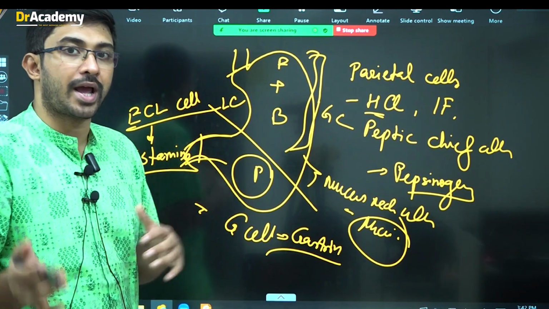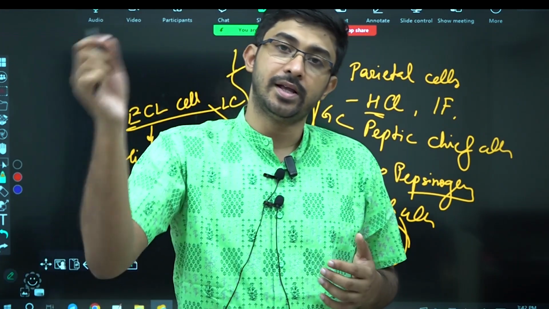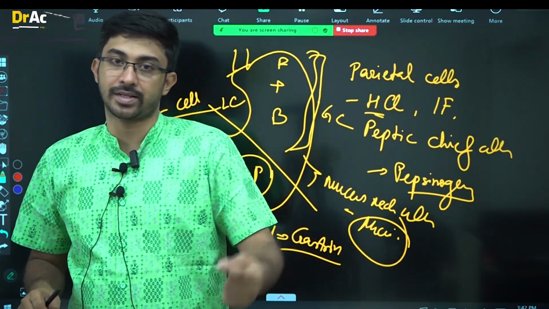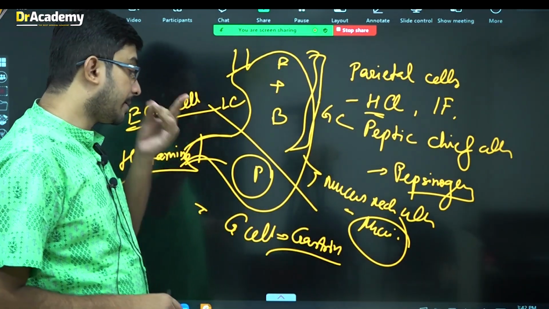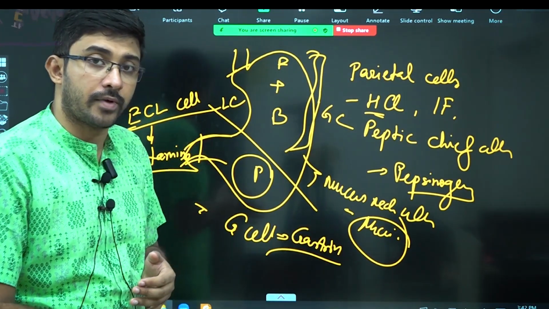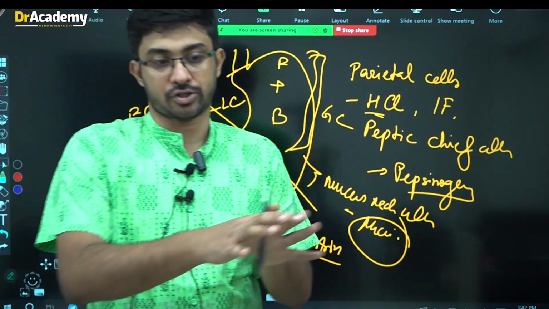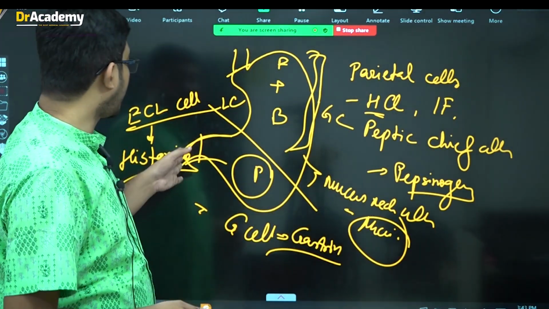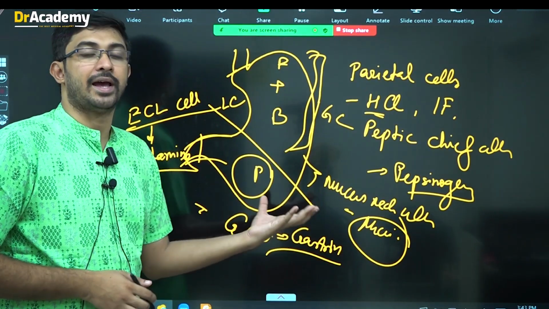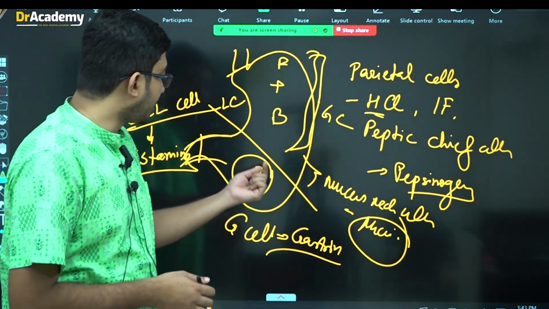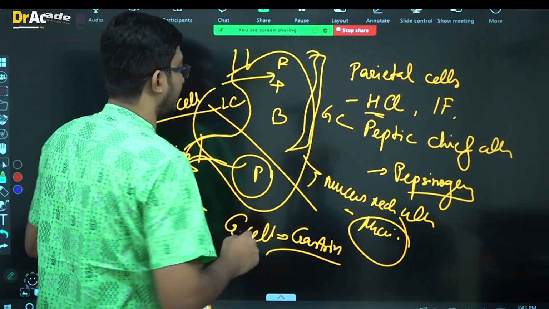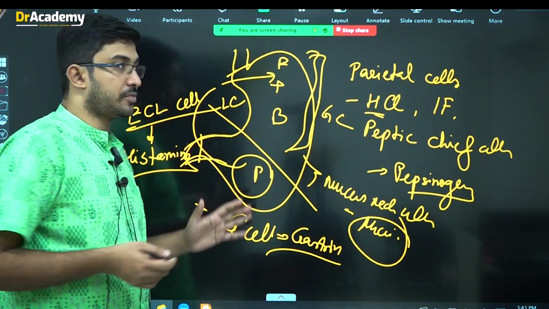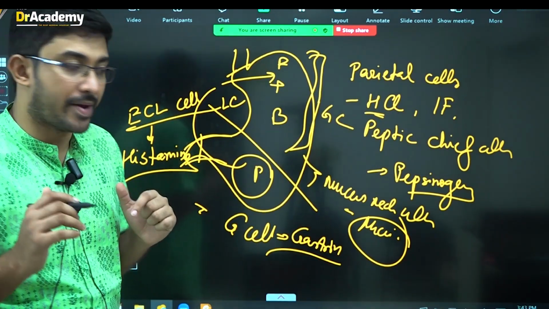We know autocrine, paracrine, endocrine. Autocrine means a substance secreted from one cell acts on that very cell. Paracrine means secreted from a very nearby source and acts very nearby. Suppose these local hormones act in a paracrine manner. This gastrin is secreted from G cell and acts over the parietal cell. So all the local hormones of the GI tract act in paracrine manner.